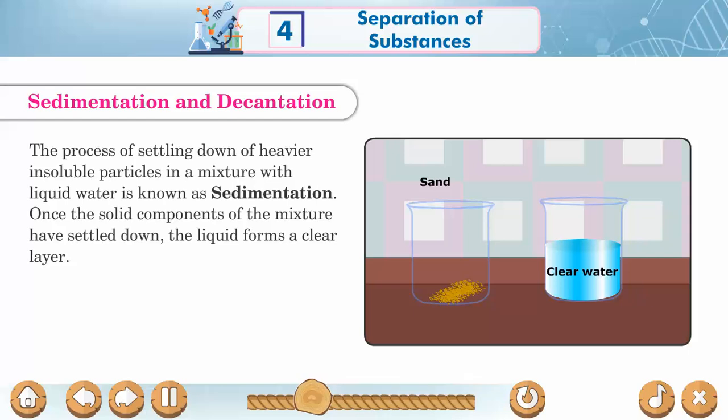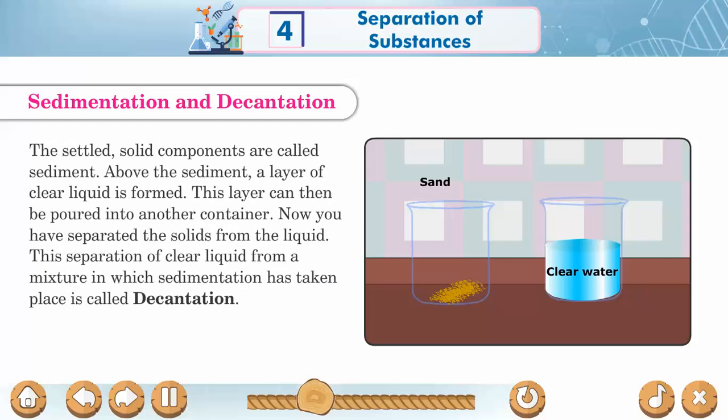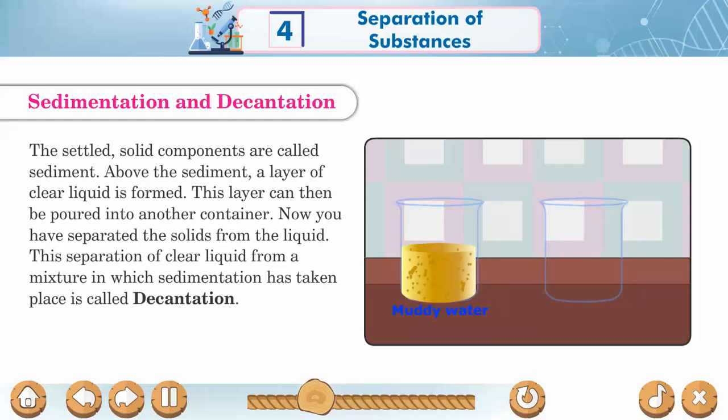Once the solid components of the mixture have settled down, the liquid forms a clear layer. The settled solid components are called sediment. Above the sediment, a layer of clean liquid is formed. This layer can then be poured into another container.